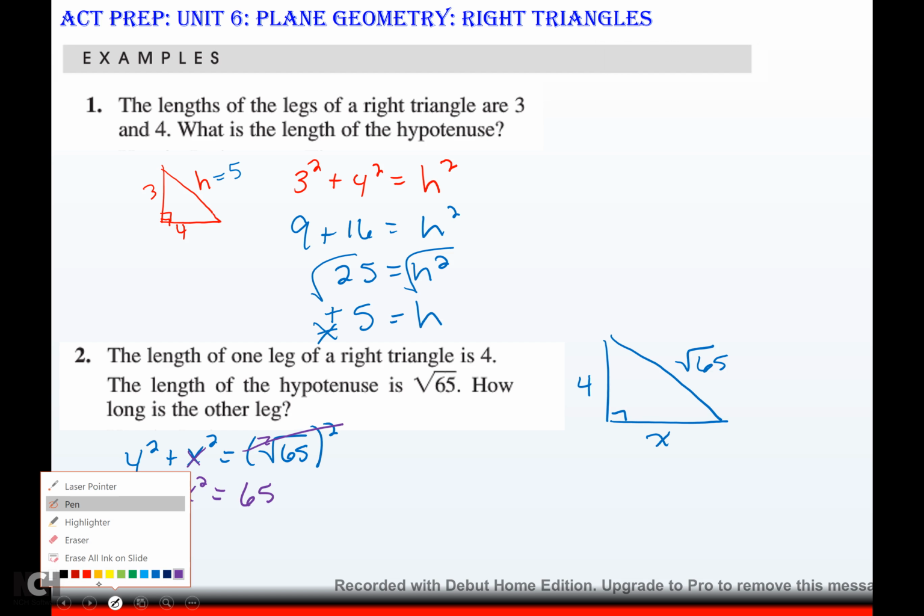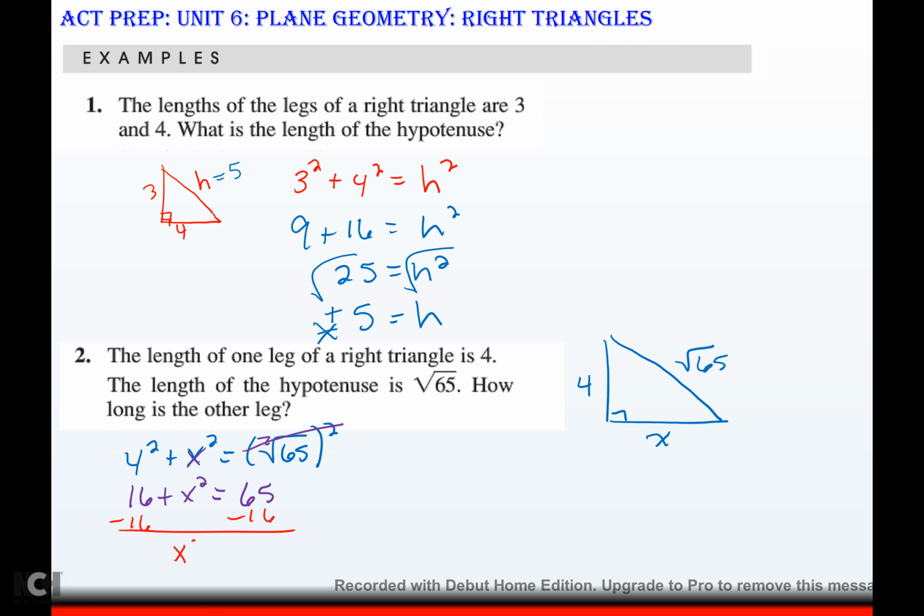Now I'm trying to get x alone, so I'm going to minus 16 minus 16. I have x squared equals 49. Kill the square by taking the square root, and I get x equals plus or minus 7. But again, we ignore the negative one because you can't have a negative length.